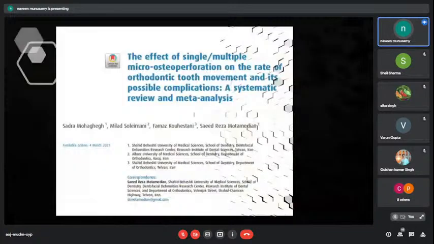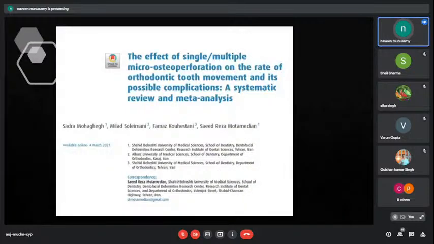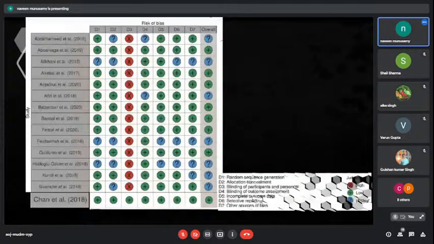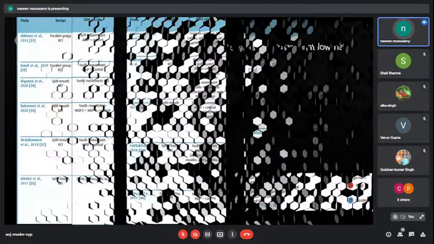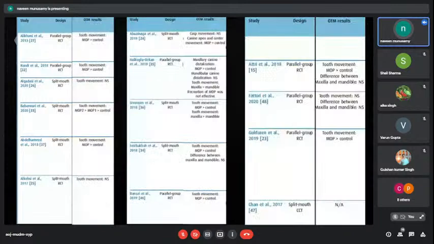This is one of the latest meta-analyses, which was published in 2022. It is on the effect of single and multiple microosteoperforations on the rate of tooth movement and its possible complications. They included 16 studies in this, and 8 studies were at low risk of bias, while the remaining 8 had a high risk of bias. And again, as I have just told, there is a lot of variability in the methodology. Researchers are using different methods for evaluation of tooth movement, so it is very difficult to correlate that data clinically.